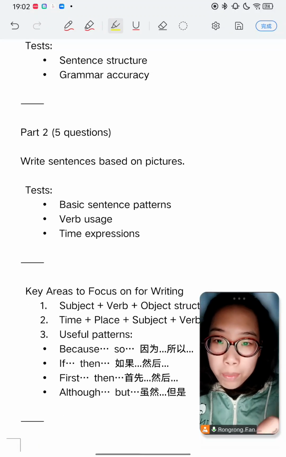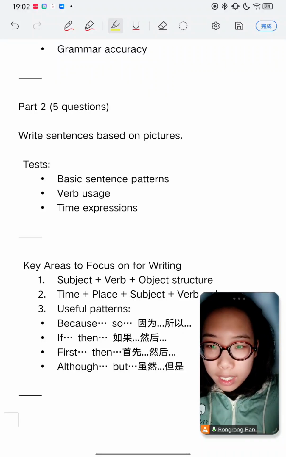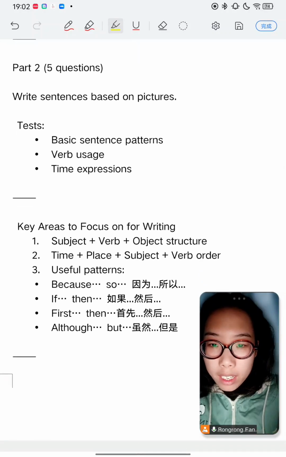For part 2, you have 5 questions. In this part you write sentences based on a picture. And this part tests your basic sentence patterns, verb usage, and time expressions.